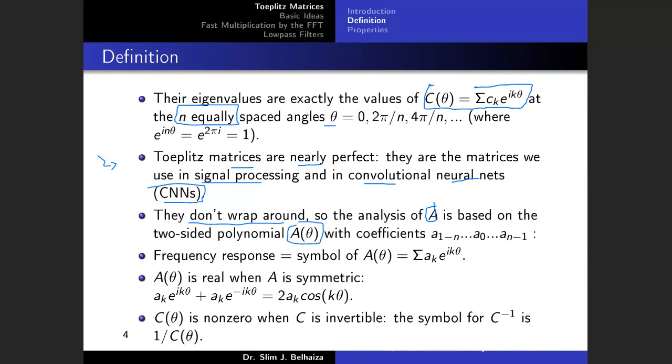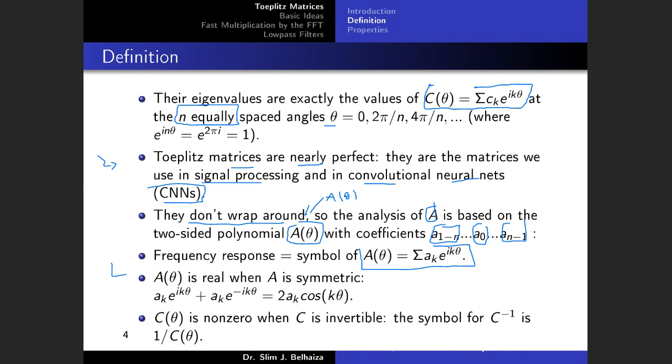This is the polynomial, we can call it. So from now on, we are talking about the polynomial A of theta with coefficients obtained from the entries in the first row and the first column in the matrix, A_{1-n}, ..., A_0, till you reach A_{n-1}. These provide what we call a frequency response, or the symbol, A of theta, which is given as follows. Okay, this is the sum of A_k times e to the power i k theta.